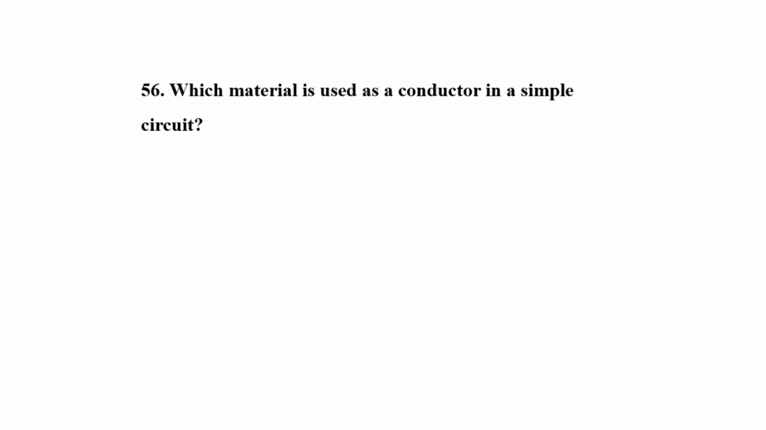Question number 56. Which material is used as a conductor in a simple circuit? A. Plastic. B. Copper wire. C. Rubber. D. Glass.